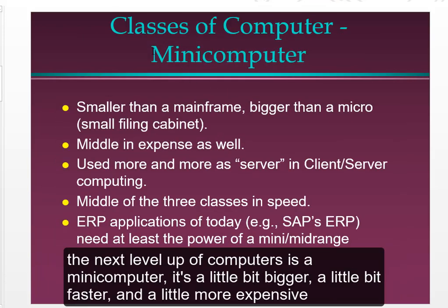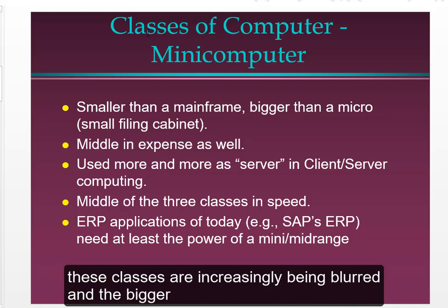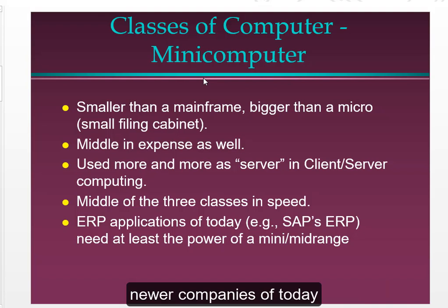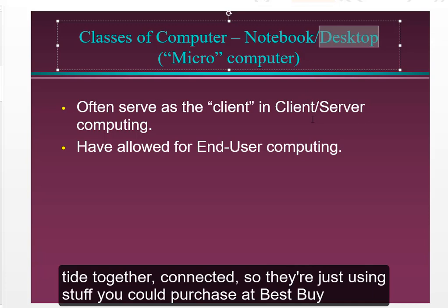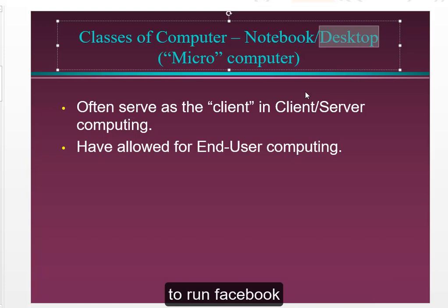The next level up of computer is a mini computer. It's a little bit bigger, a little bit faster, and a little more expensive. These classes are increasingly being blurred, and the bigger, newer companies of today, Google, Facebook, Amazon, they just use a bunch of notebook computers, a bunch of desktop computers tied together, connected. So they're just using stuff you could purchase at Best Buy to run Facebook and Google.